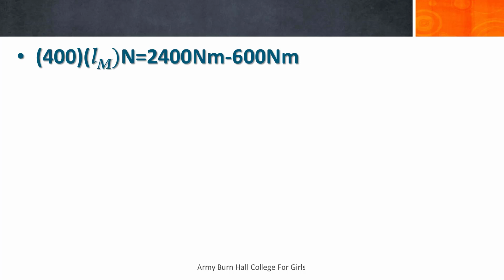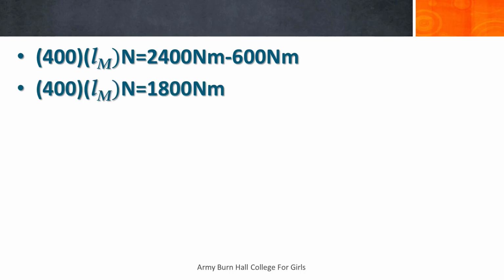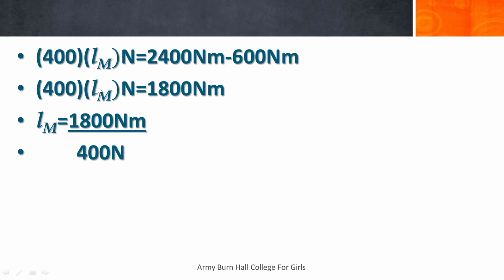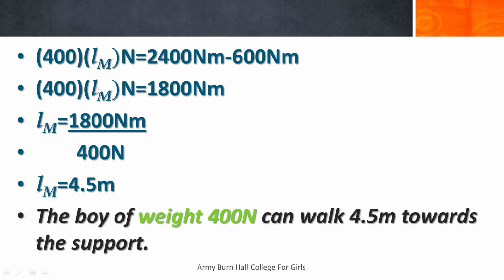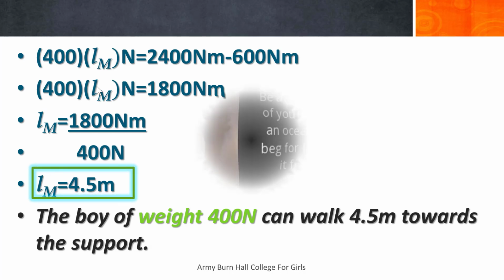We will find out the length LM, the distance which the boy can move without breaking the rope. By separating out this LM, LM is 1800 divided by 400. Newton will be cancelled with Newton, and this length will be 4.5 meters. So the boy of weight 400 Newton can walk 4.5 meters towards the support without breaking the rope.